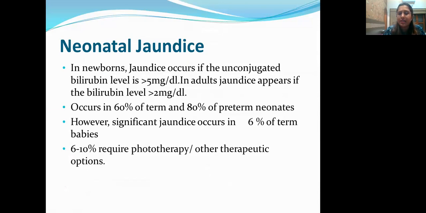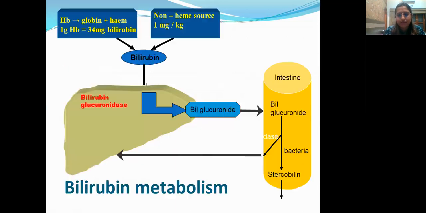It usually occurs in 60% of term and 80% of preterm neonates. Since the liver is quite premature in the premature neonate, it is most commonly seen in premature neonates. So 80% of preterm neonates, or mostly the preterm neonates, usually have neonatal jaundice. However, significant jaundice occurs in 6% of the term babies, and 6 to 10% require phototherapy or other therapeutic options.